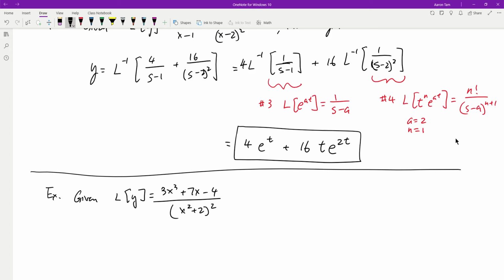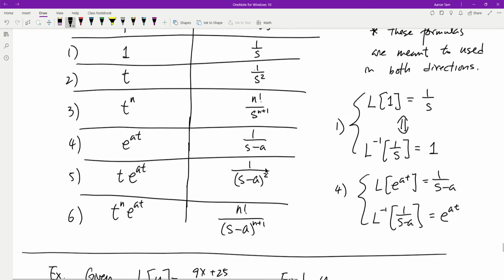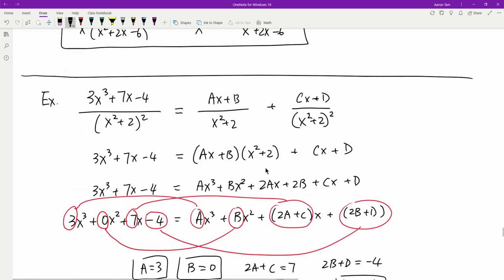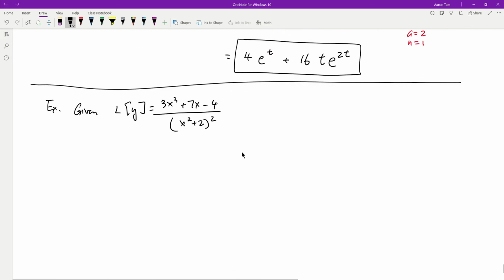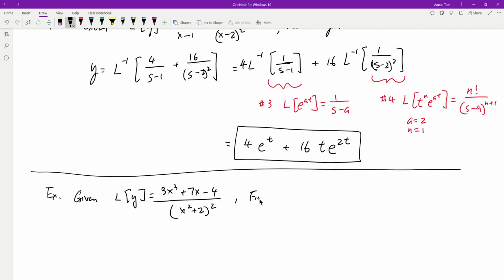I don't think we did this problem. Let me just take a quick look. I don't think we did this one. Nope. Oh yeah, we did, right there. So we're going to just use the answer here. So let's say this is what we have. We're going to ask you to find y. So according to what we have done before, let me just take a quick look.